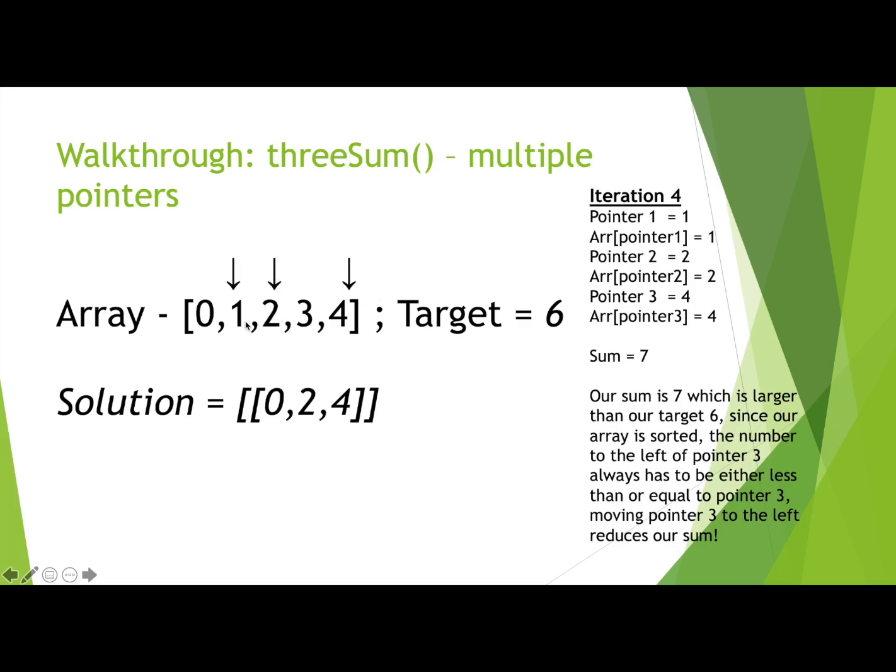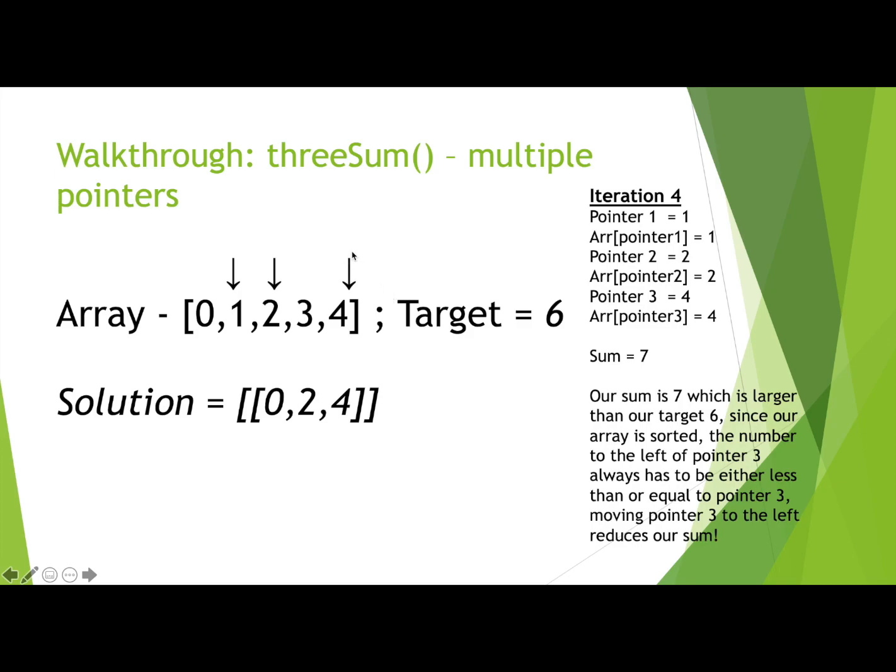So we're going to do 1 plus 2 plus 4. That's equal to 7. 7 is too big, right? So since 7 is too big and our array is sorted, we're going to have to move our right pointer to the left, because the numbers to the left of 4 are always less than 4.